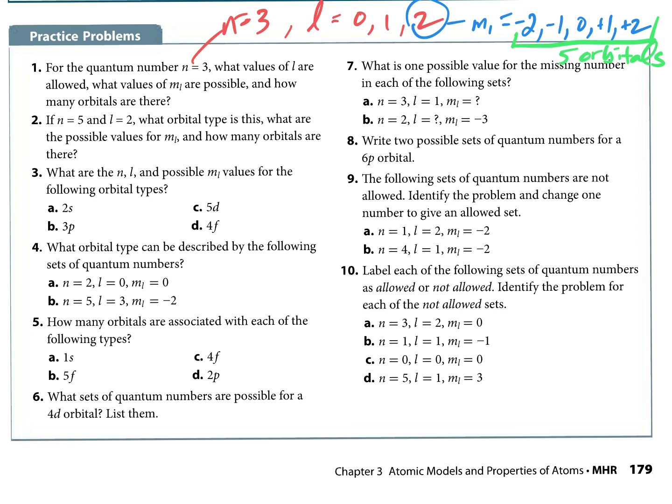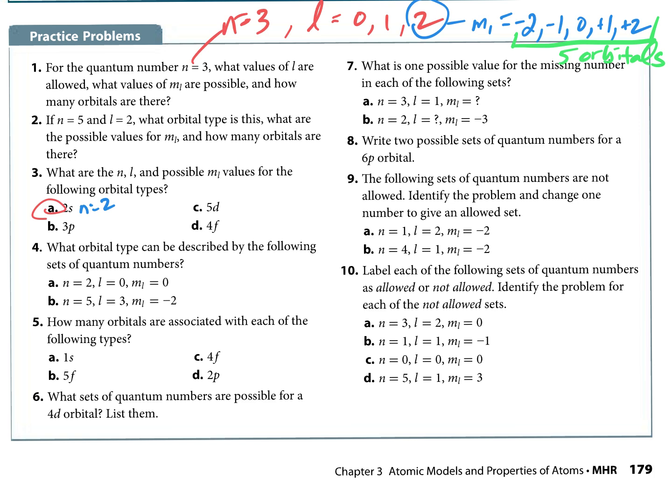Let's try out question 3a. What are the n, L, and possible ML values for the following orbital types? To name the orbital, we often just take the n value and put the shape of the orbital beside it. For example, this 2s orbital we're looking at. Well, if I'm in a 2s orbital, that 2 that's in front of the name is my n value, so n would equal 2.